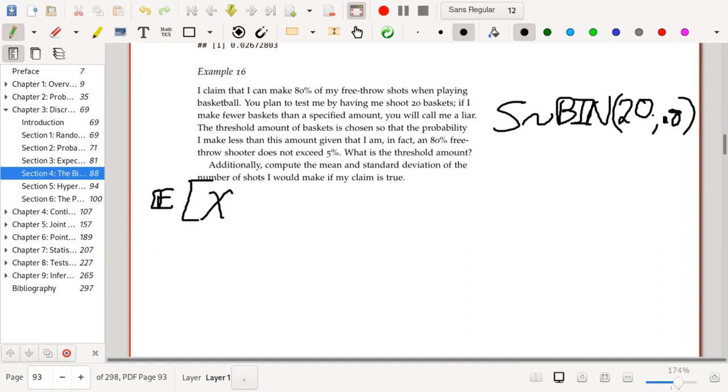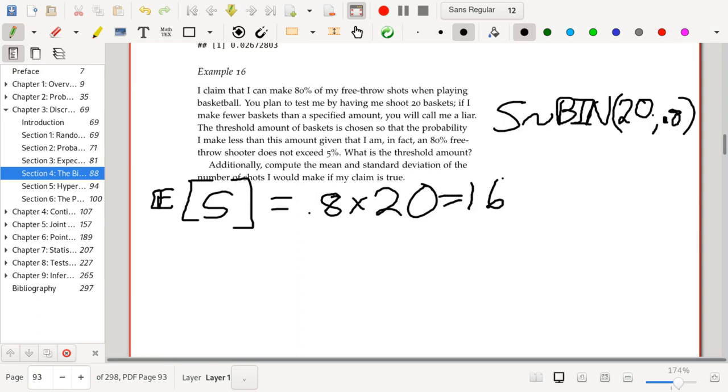Because this is, again, a hypothesis testing type problem, you're assuming that I am, in fact, an 80% free throw shooter. So the expected value of S, under the assumption that I decided not to do X, is going to be 0.8 times 20, which is equal to 16. So you expect me to make 16 of my baskets.